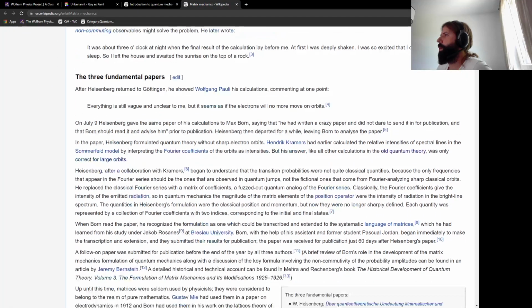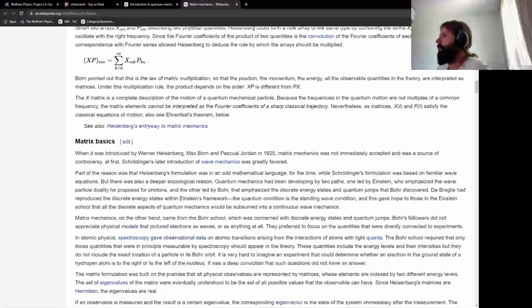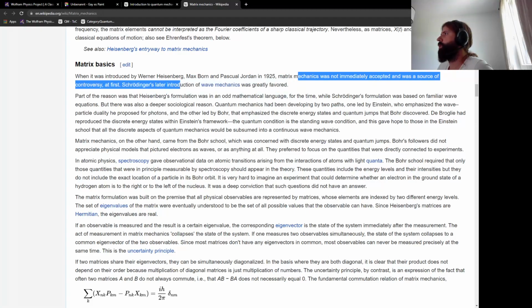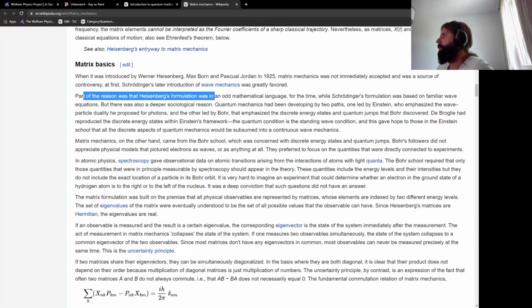The three fundamental papers. Okay, but that's the... When it was introduced by Werner Heisenberg and Max Born, it was not immediately accepted. It was a source of controversy at first. Schrodinger's later introduction of wave mechanics was greatly favored. It was not a mathematical language.